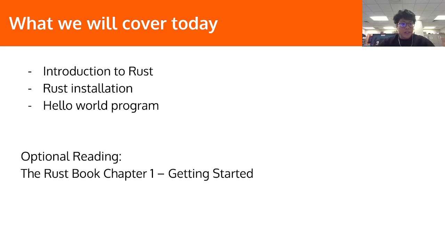So an optional reading for today's lecture is the Rust book chapter 1 on getting started. Even though it's called a Rust book, it's actually a free online book, and you can find the link in the Discord of the class.